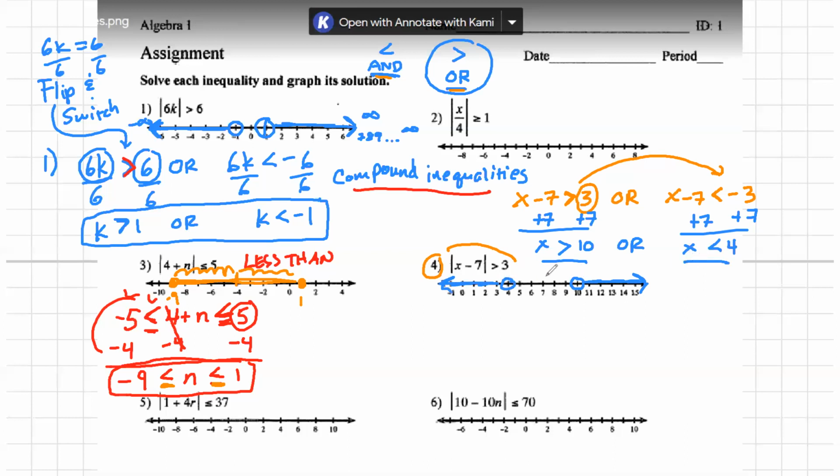So these are all the numbers that have a distance from 7 greater than 3, or have a distance greater than 3. 1, 2, 3. 1, 2, 3 is what that means. Okay, so that's why our shading is like it is.